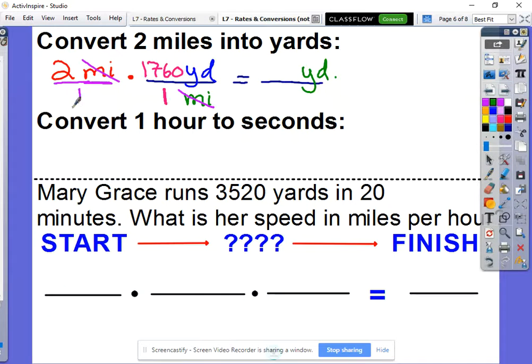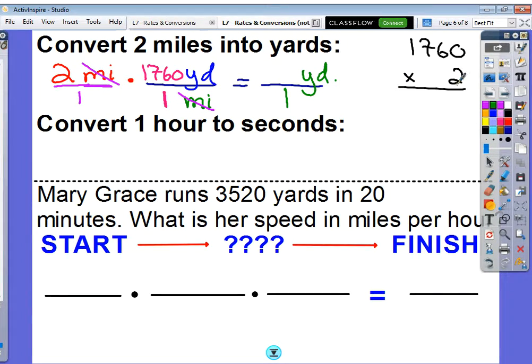So we'll start in the bottom. 1 times 1 is still 1. So there's really nothing there. And then if we do 2 times 1,760, this is probably a little harder than you would need to do with a calculator, but it's possible without a calculator. So if you needed to, write this off to the side. Remember back to elementary school how to do multiplication.